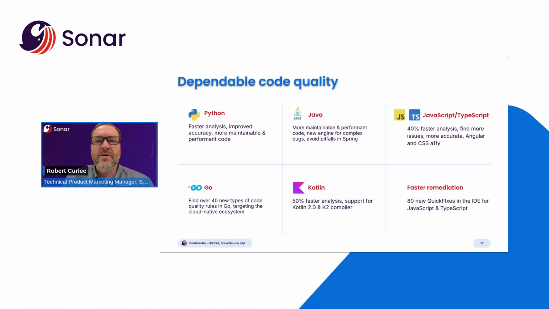All right, let's talk about code quality. We've done a lot with code quality over the last year, and not just in these languages, but some really good highlights here to talk about. In Python, our analysis is faster than ever. We've improved our accuracy for Python, and we've added a lot of new rules for maintainability and performant code. So your Python code can be production ready using SonarQube's analysis.